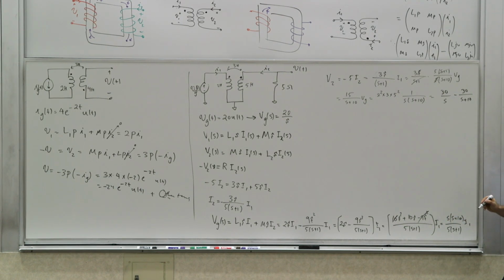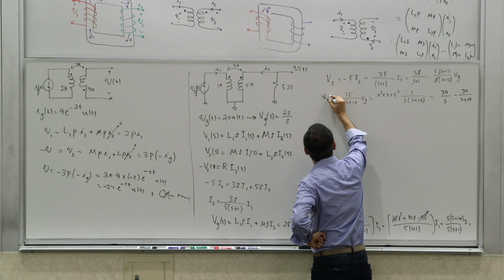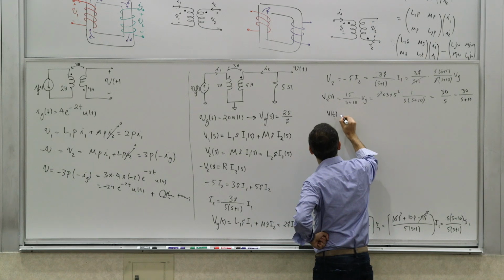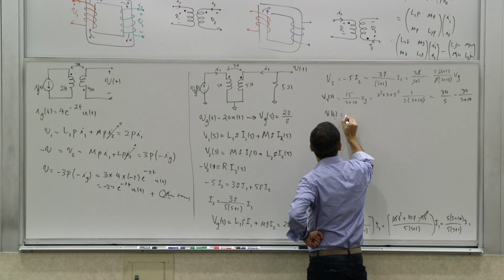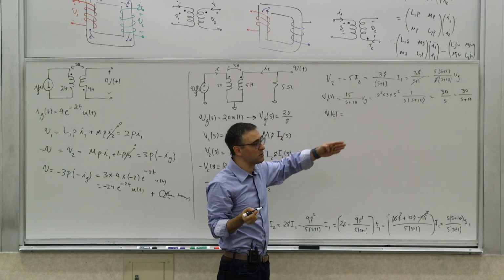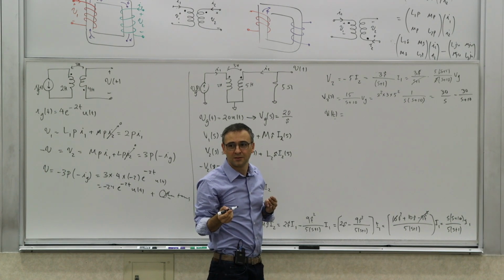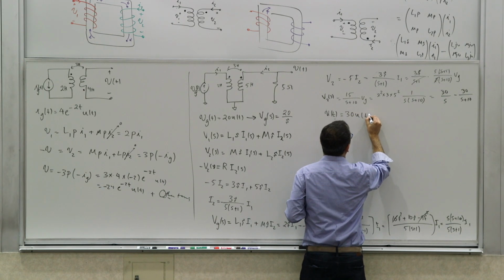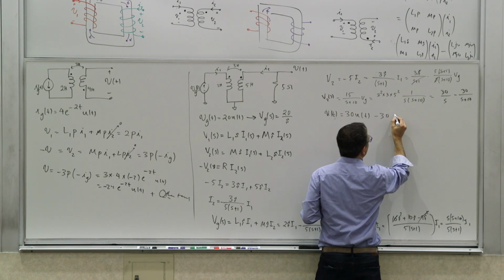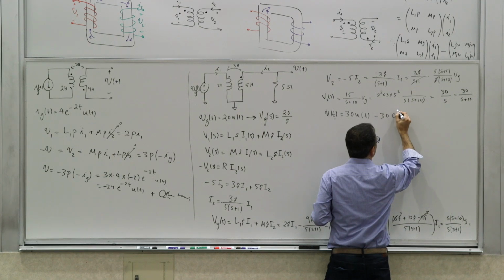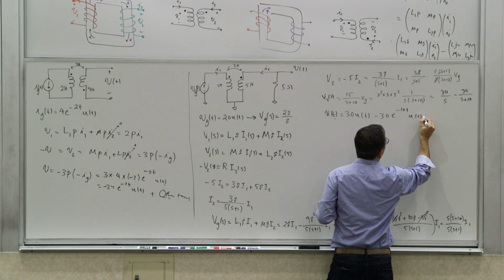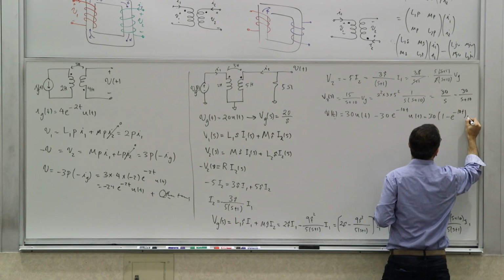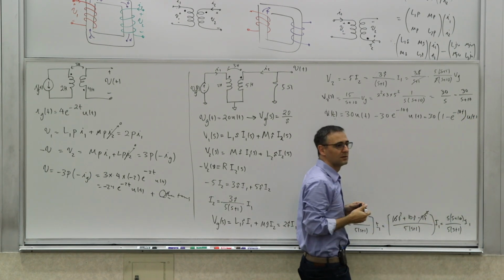Okay? So this is V2 of s, or V of s. So what is the answer? What is the thing that we are looking for? V of t, right? What do you get from the first one? 30 u of t. And then what do you get from the second one? Minus 30 e to the negative 10t u of t, which you can simply write as 30 times 1 minus e to the negative 10t, u of t.